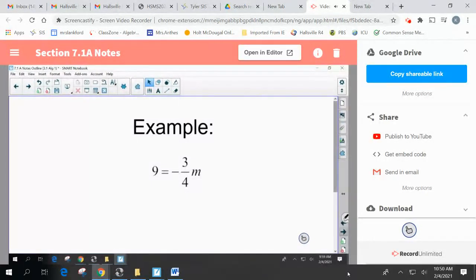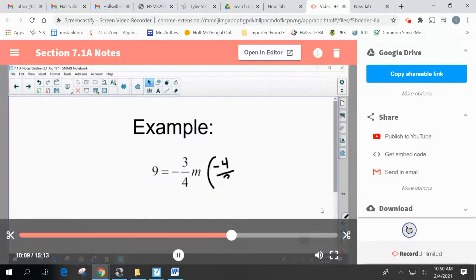So this is negative 3/4 times m. So what are you going to do? Flip it and multiply. So times negative 4/3.